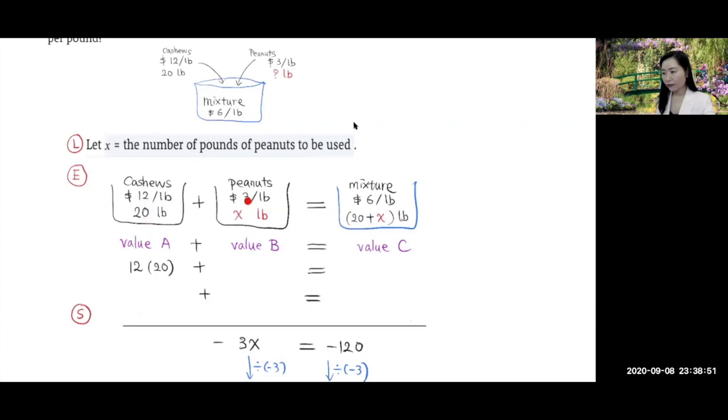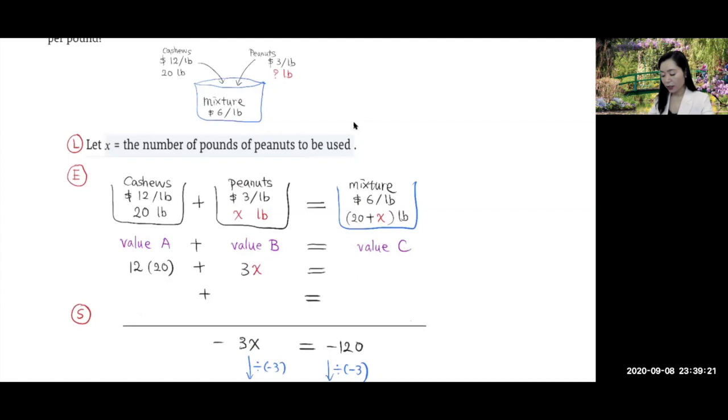Similarly, this is $3 per pound, and we have X pounds. If it's 1 pound, it will be 1 times this. If it's 2 pounds, it will be 2 times that. If it's 10 pounds, it will be 10 times that. But now we have X pounds, so it will be X times that. So 3 times X will give you the value over here. Now what about the value over here?